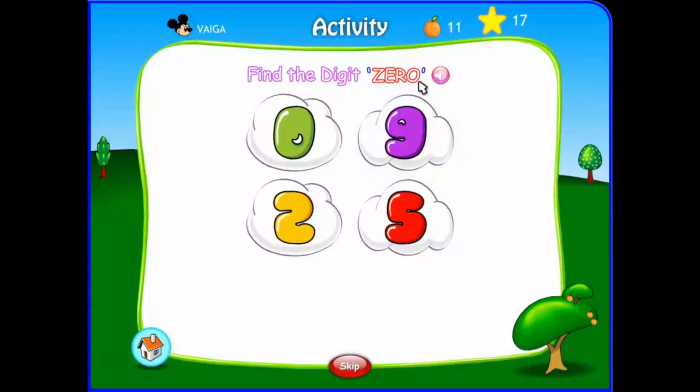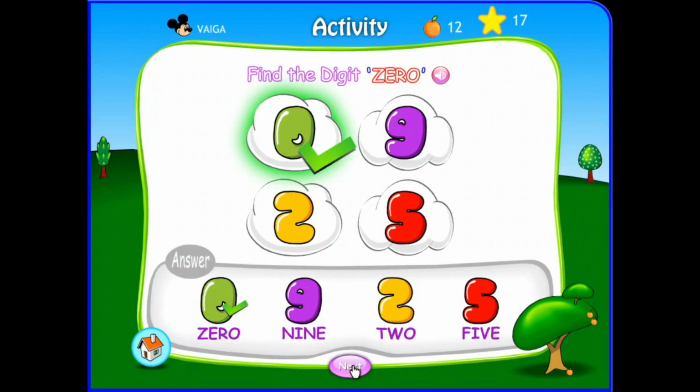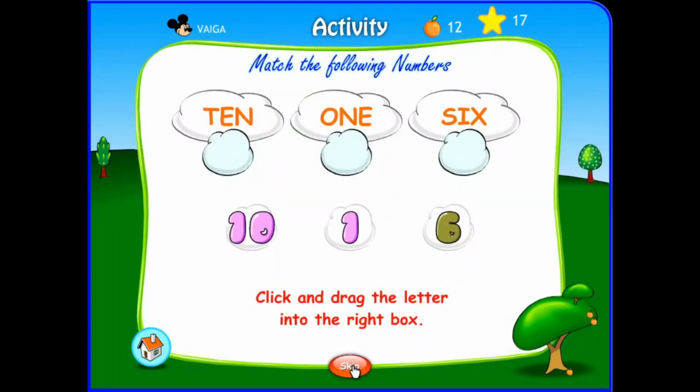Find the digit 0. Match the following numbers.